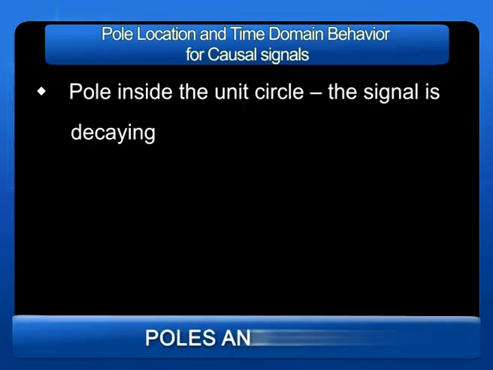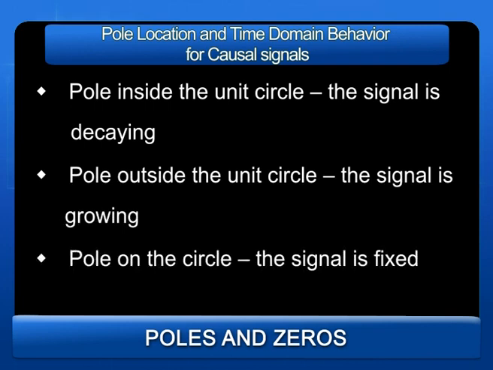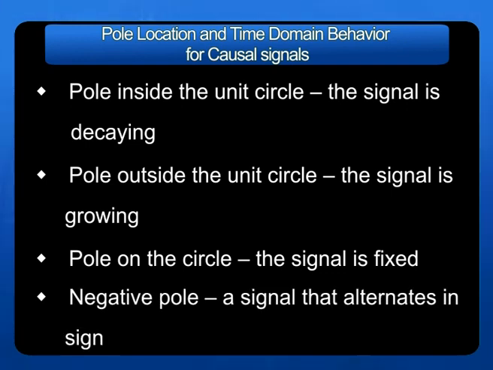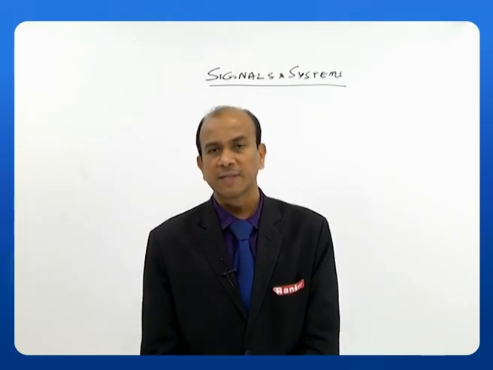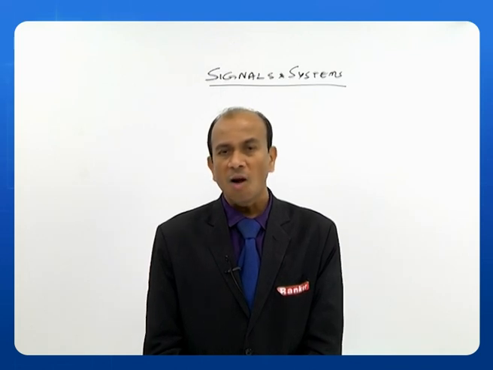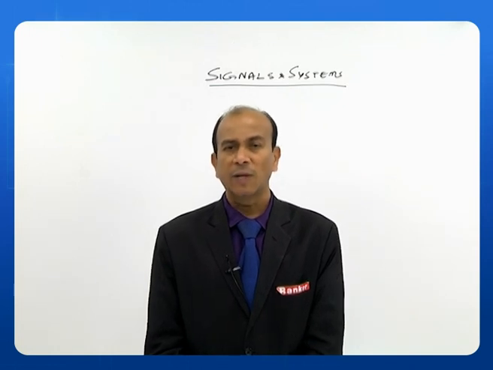So, pole inside the unit circle, the signal is decaying, of course. Pole outside the unit circle, the signal is growing. And pole on the circle, the signal is fixed. And whenever I have a negative pole, a signal that alternates in sign. So you have a positive pole, there is a certain behavior, and for a negative pole, there is an alternation in sign. So there seems to be an oscillation between the positive value and the negative value.